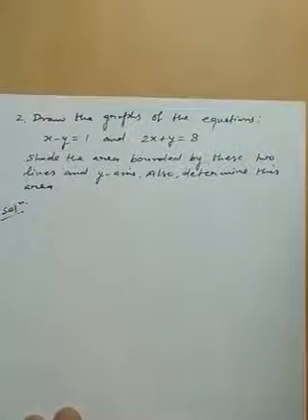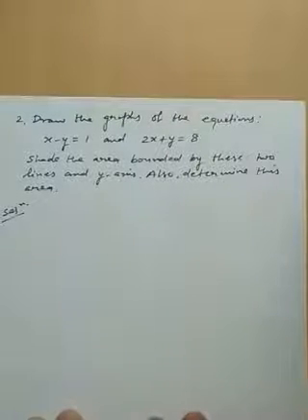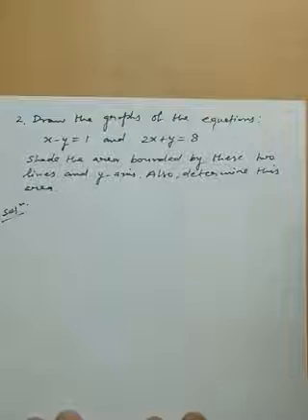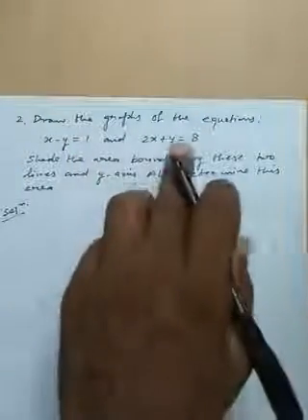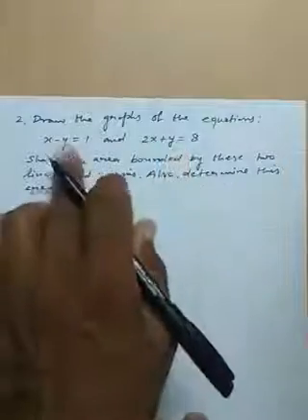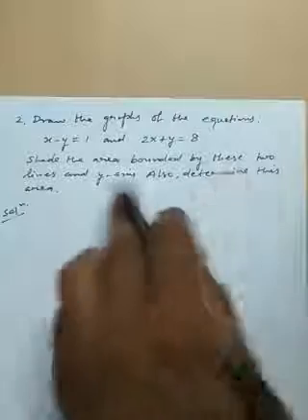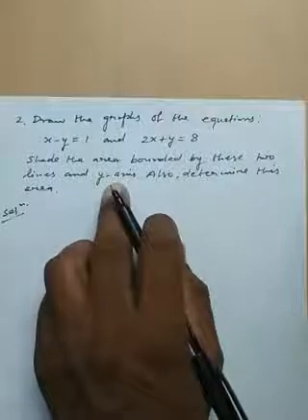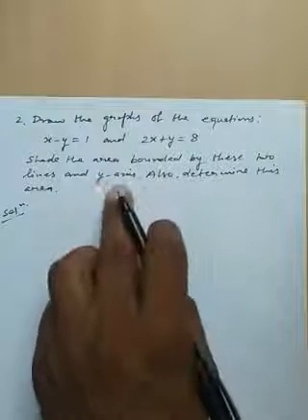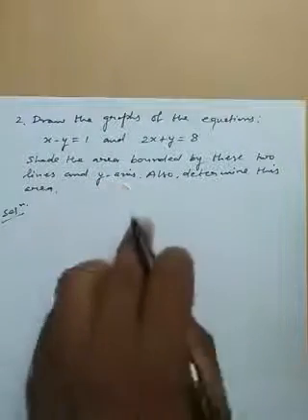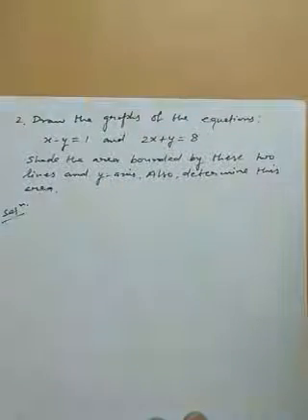In the previous question, we found the intersecting point, but here, after drawing the graph of the linear equations, shade the area bounded by these lines and the y-axis. There are three linear equations. Two linear equations are given, and the third is the y-axis. Bounded by these three lines, determine its area.